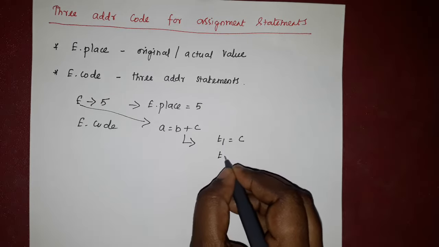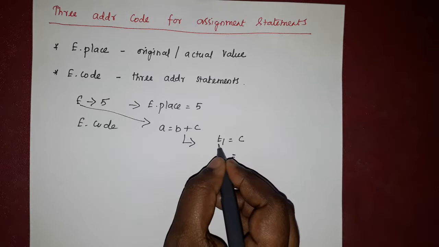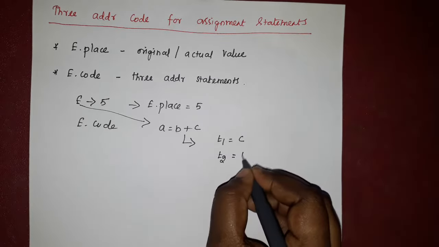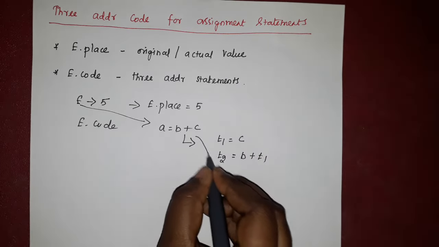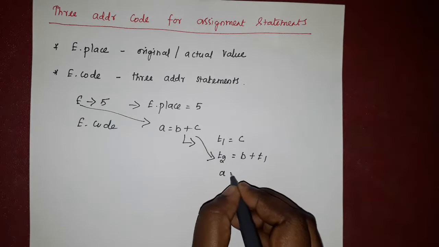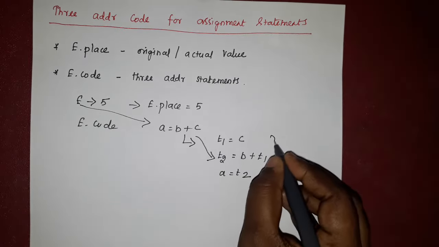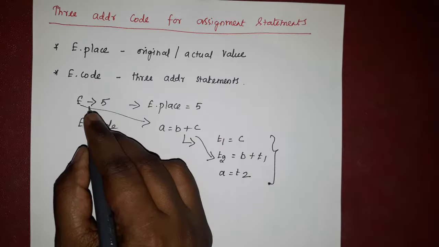Then I am going to write the second temporary variable T2, and this C computed in T1. So I am going to write B plus T1. So the total result will be evaluated in T2, and this T2 can be stored in A. So I am going to write A is equal to T2. This is the three address statement or three address code for evaluating the particular expression.